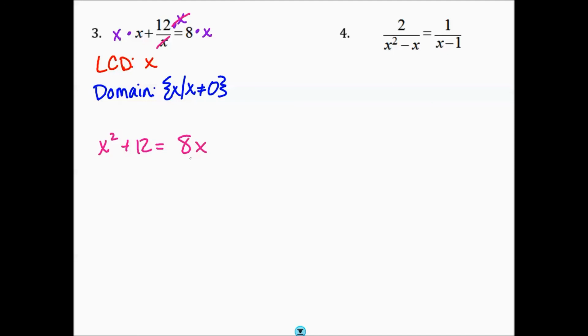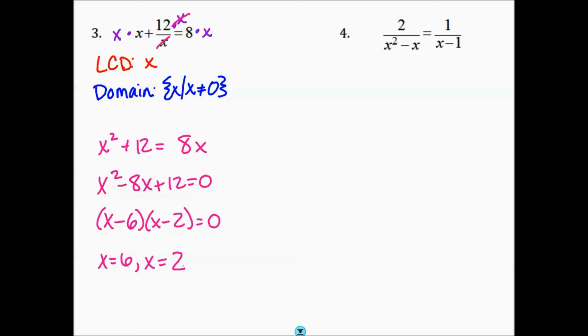So again, we have a quadratic. So we need to set it equal to 0 and factor. Then we end up with x equals 6 and x equals 2. When we compare these with our domain, we said that x could be anything except 0. So both 6 and 2 work.